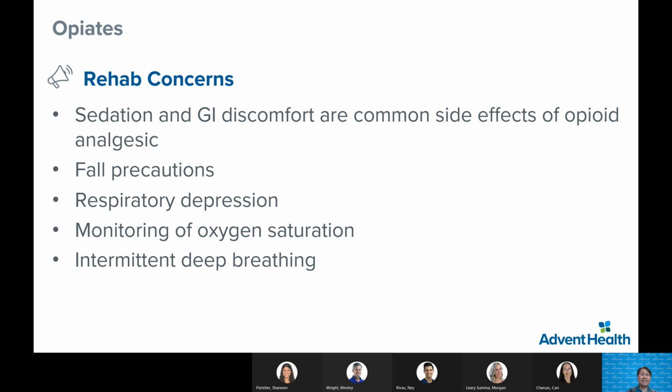So for rehab concerns, sedation and GI discomfort are very common side effects of these opioid analgesics, which can negatively impact our physical rehabilitation. Precaution is needed when out of bed and ambulatory activities are performed to avoid falls. Respiratory depression is also common, which requires oxygen supplementation when oxygen saturation is low. So monitoring of oxygen saturation through pulse ox and intermittent deep breathing may be necessary during therapy to ensure adequate oxygen is maintained. It is because of the decreased breathing of the patient. That's one of the side effects.